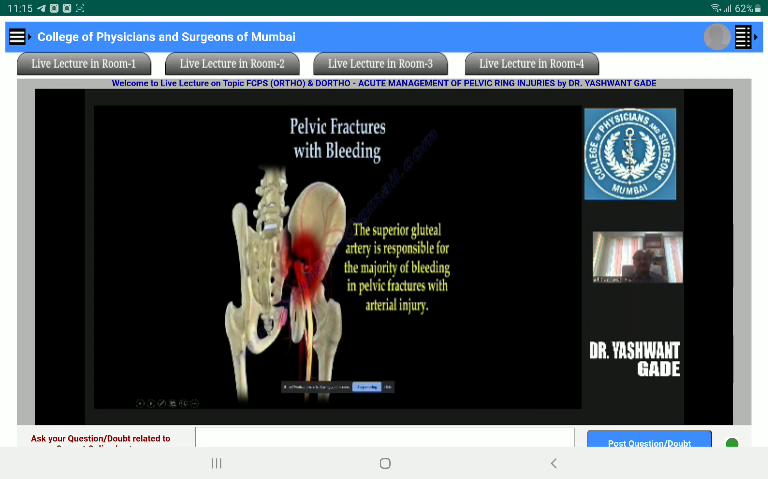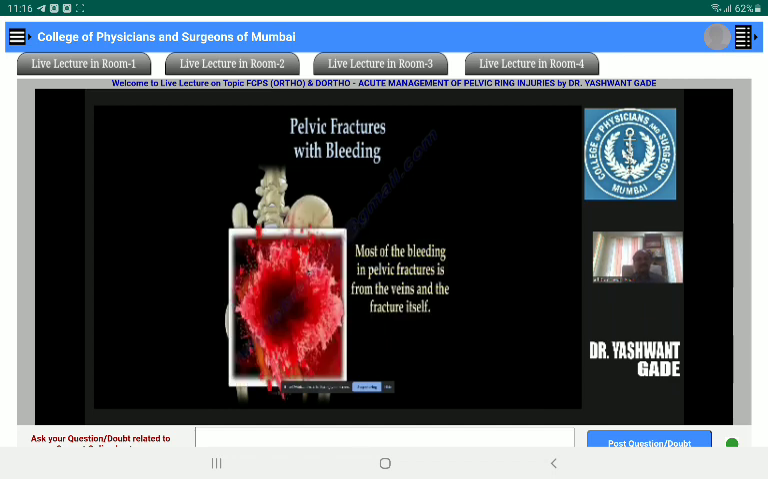Now the superior gluteal artery is responsible for the majority of the bleeding in pelvic fracture with arterial injury. Here we can see that if there is a fracture in this area of the pelvis, the superior gluteal artery can be easily torn, and it is usually in the vertical shear fracture that a lot of bleeding occurs. Now, most of the bleeding in pelvic fracture is from the veins and the fracture itself. As the bone is cancellous, it can lead to significant bleeding from the fracture site. Also, there are veins adjacent to the superior gluteal artery, and the artery itself can be torn.